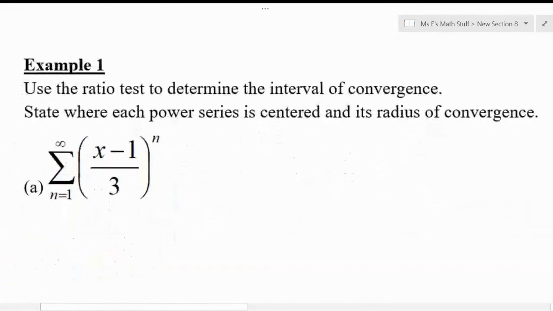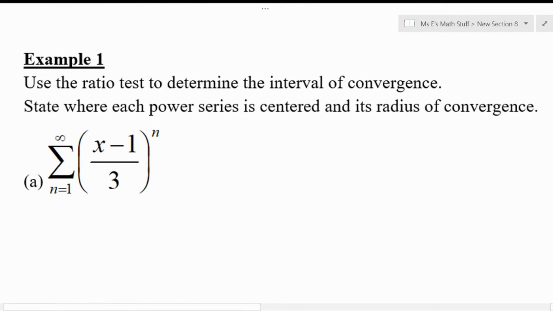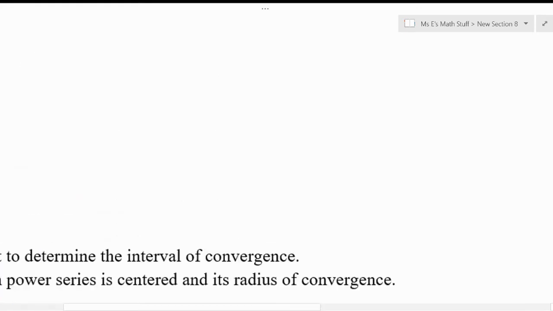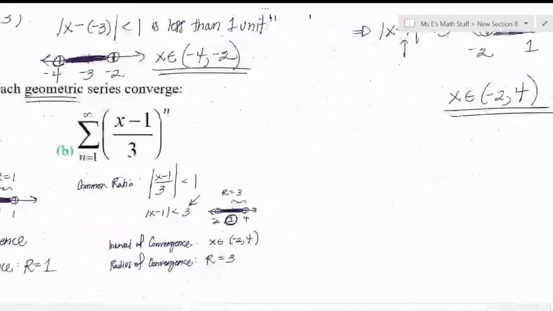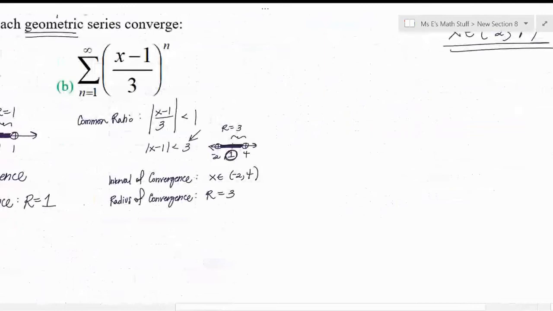Okay, so example 1, I'm going to recycle. We already know the answer to part A because we just did it using the fact that it's geometric. But we're going to pretend that we don't know that this one's geometric, and we're going to use the ratio test to determine the interval of convergence. And then we're going to state where this power series is centered and its radius of convergence. All right, so spoiler alert, right? We already know the answers. We already did this one.